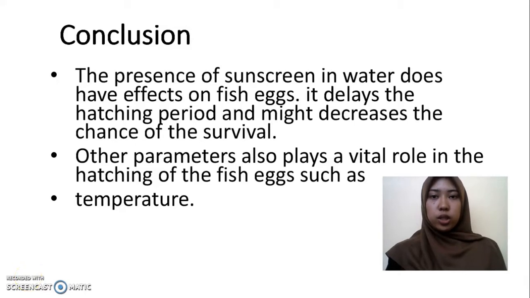So, in conclusion, the presence of sunscreen in the water column does have effects on fish eggs. It delays the period of hatching and it might decrease the chances of their survival. Besides, other parameters also play a vital role in the hatching of fish eggs, such as temperature.